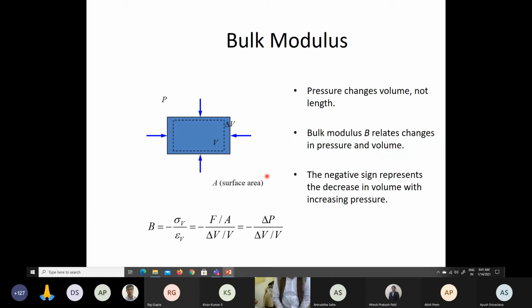The bulk modulus accordingly relates to the change in volume due to pressure. As I have narrated, important point, not length. So it is change of volume. So the bulk modulus relates change in pressure and the volume. The negative sign represents the decrease in volume with increase in pressure. Okay, so you can define bulk modulus as volume stress by volume strain, and you can relate the external pressure with the decrease in volume or change in volume of the solid.